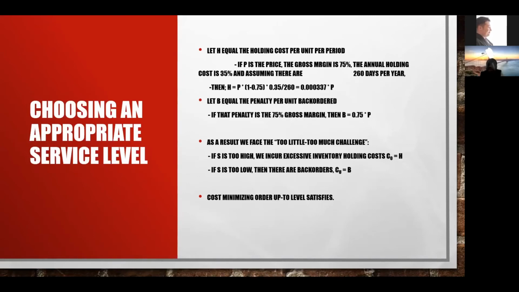Let B equal the penalty per unit back order. If that penalty is the 75% gross margin, then our B is 0.75 times the price. As a result, we face the too little, too much challenge. If S, which is our up to level, is too high, we incur excessive inventory holding costs. C0 is equal to the holding cost, which is H. If S is too low, then there are back orders. So even though the order up to model is one of the best models that most businesses tend to use, they face this problem of too much, too little, where if your up to level is too high, then you incur inventory costs, and if it's too low, you may lose business.